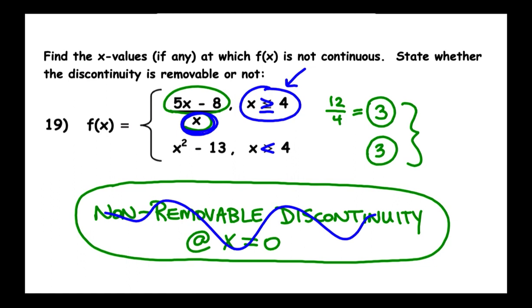Okay, so I can play that game as well. So you can't just assume it's jump discontinuity, non-removable, just because you see the bracket and you see the piecewise look. You still have to investigate.